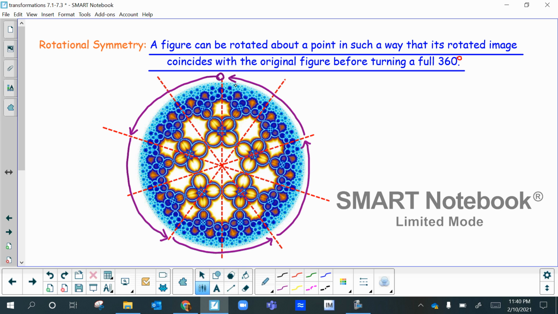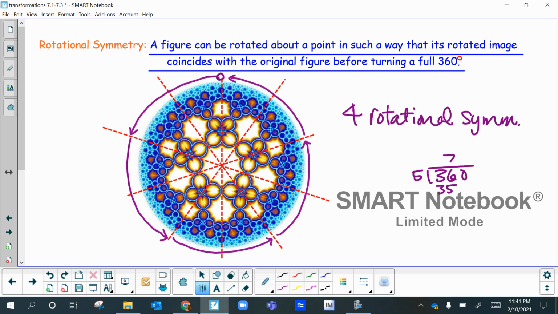So the question is how many rotational symmetries are there? There's 1, 2, 3, 4. There's 4 rotational symmetries. And the way you identify them is by degrees. So you know that it's a full 360. So you want to ask yourself, well, what is each little section? So 1, 2, 3, 4, 5 sections. So what is 360 divided by 5? I do not have my calculator. So let's see, 72 degrees.